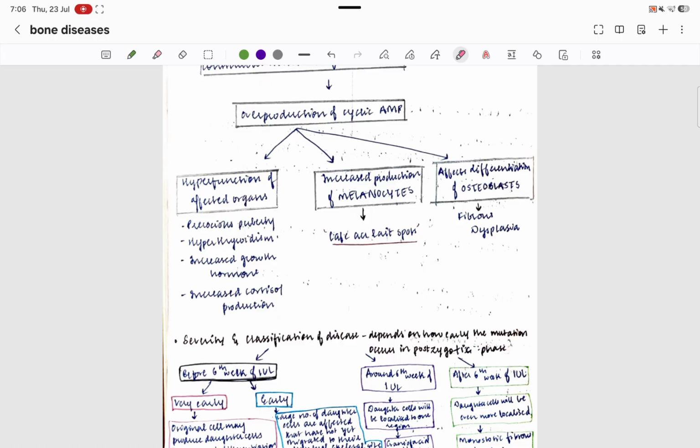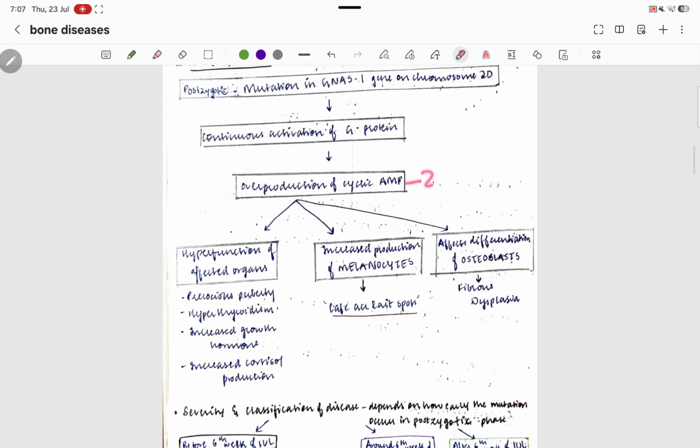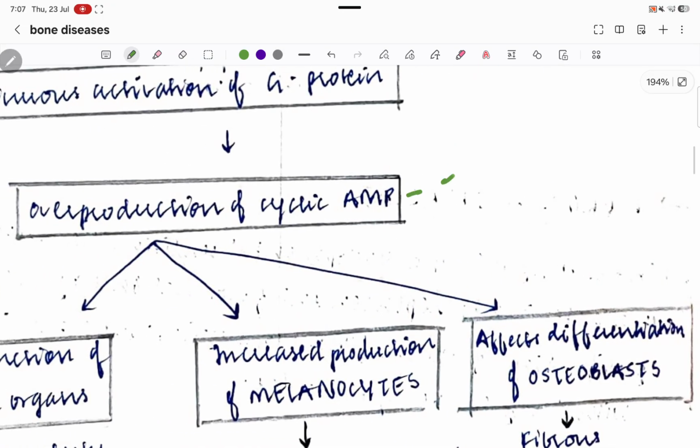Now, overproduction of cyclic AMP. What happens when there is an overproduction of cyclic AMP? Before that we need to know what cyclic AMP is. Cyclic AMP is a vital cellular secondary messenger. So we will write here that it is a secondary messenger.